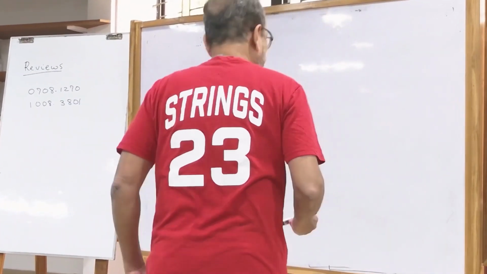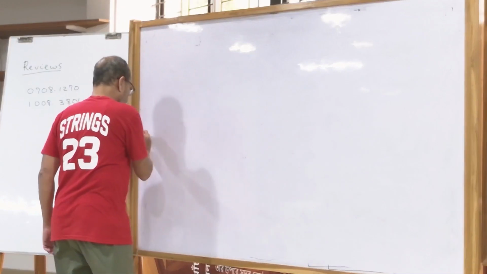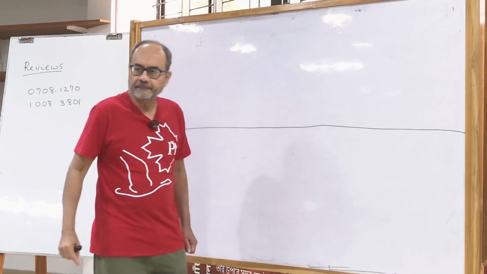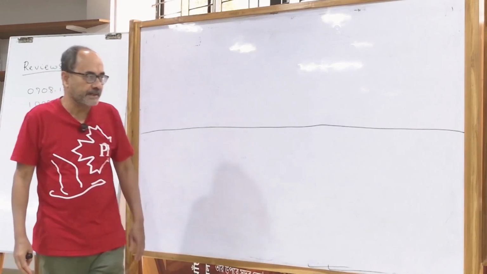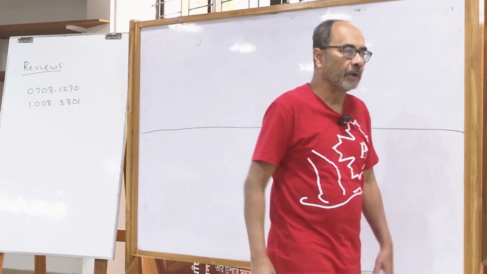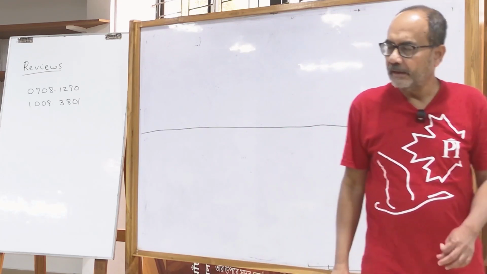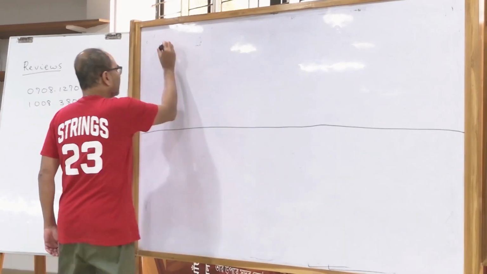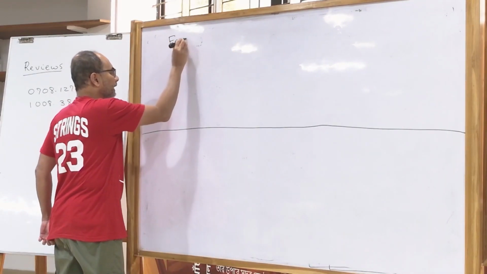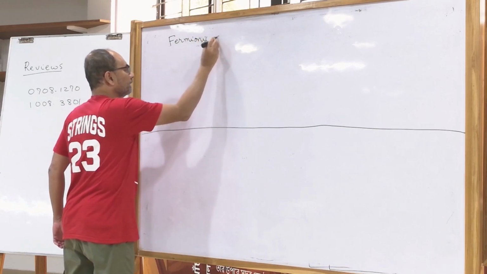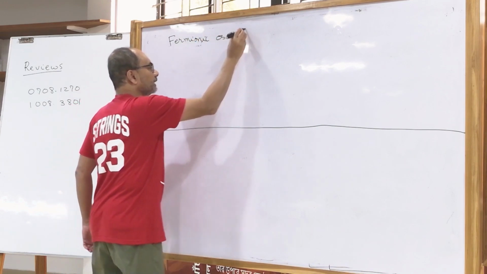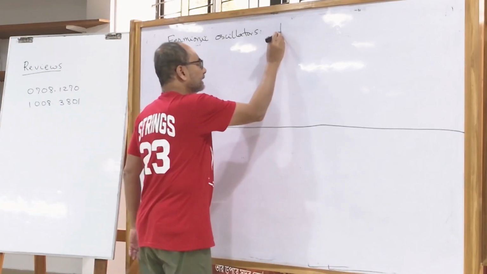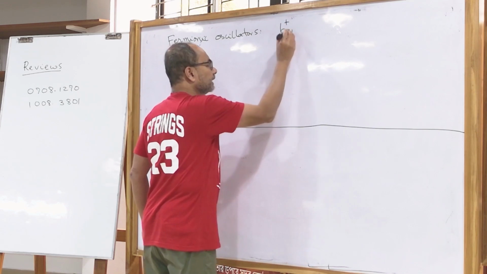Now, if you recall, we are dealing with a theory with fermions. So, if you have a theory with fermions, there are not only bosonic oscillators, but also fermionic oscillators. Fermionic oscillators are very similar to bosonic oscillators, except that instead of a commutation relation, we have an anti-commutation relation. So, fermionic oscillators are like harmonic oscillators. Their creation and annihilation operators are B dagger and B.